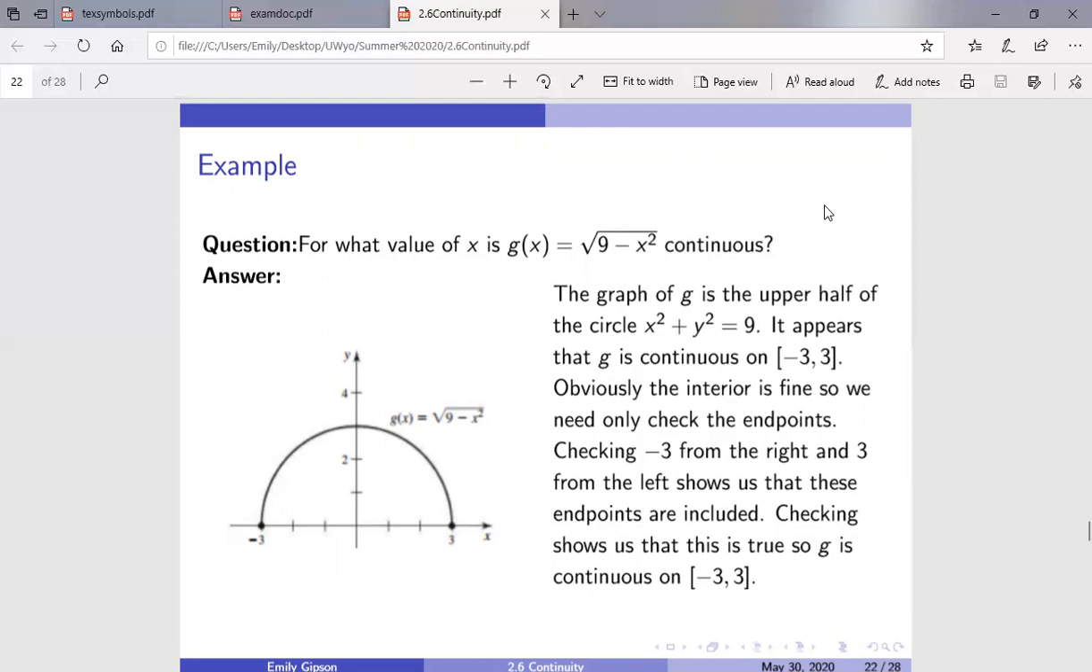So if we check negative 3 from the right and 3 from the left, this shows us that these endpoints are continuous because they both equal 0. We can take the square root of 0. That's totally fine. So the limit as x approaches negative 3 or positive 3 of g of x equals 0, and both of those equal 0. That's exactly what we want. So checking shows us that this is true, so g is continuous from negative 3 to positive 3, including our endpoints.